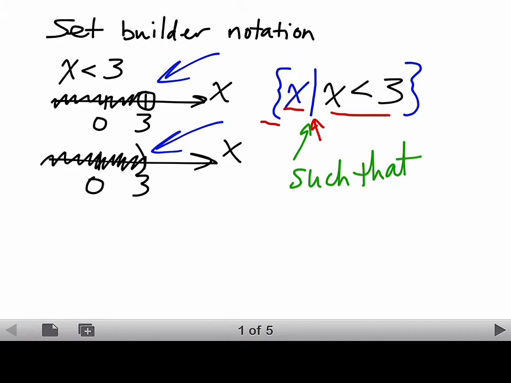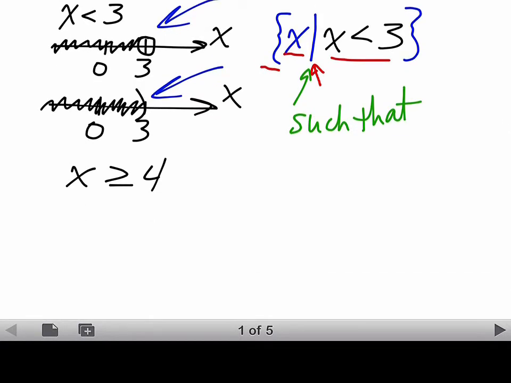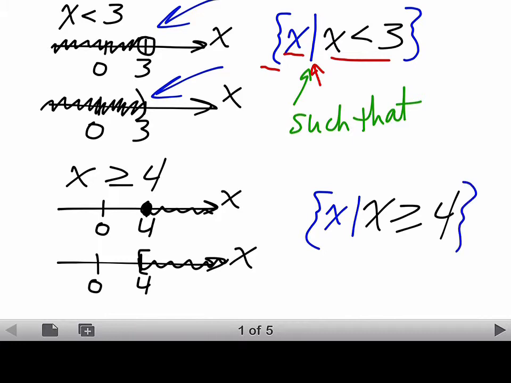Now our next inequality is x is greater than or equal to 4. Something tells me you can already write this in set notation yourself. But here it is on the number line using a dot notation, and here it is on the number line using a square bracket. And take a moment to write down this set builder notation for yourself. Okay, we start by writing down that x is greater than or equal to 4, and then we wrap set builder notation around it, the set of x such that x is greater than or equal to 4, and then close it up. And it's that straightforward.